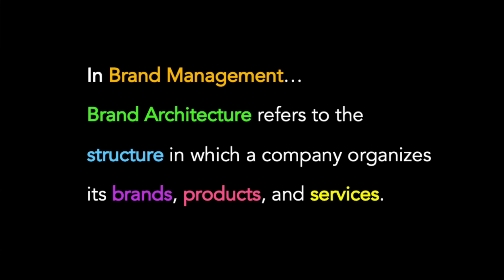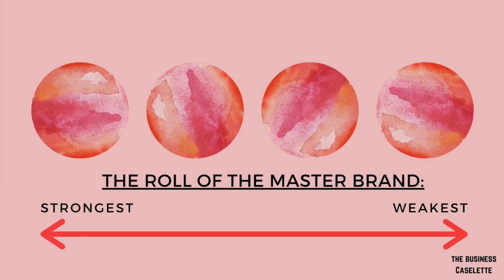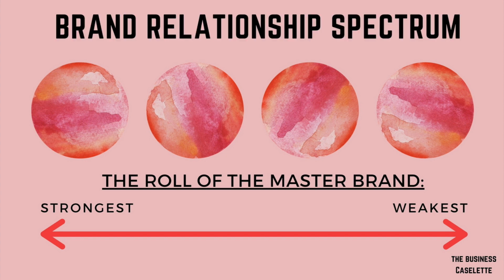Okay, let's get started. In brand management, brand architecture refers to the structure in which a company organizes its brands, products, or services. There are four main architecture types, which we can organize in order from most to least engagement by the master brand. This linear organization is called the brand relationship spectrum.